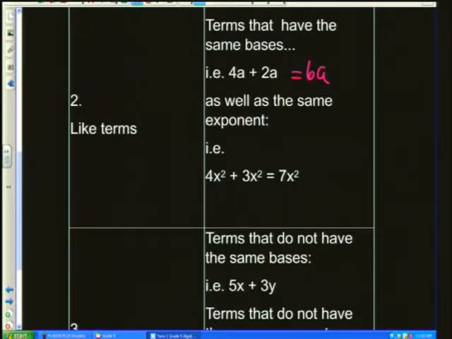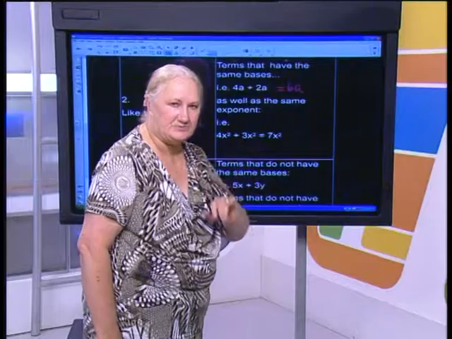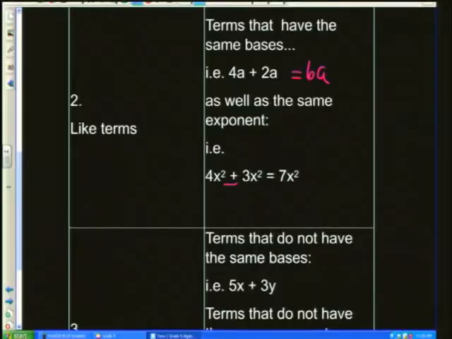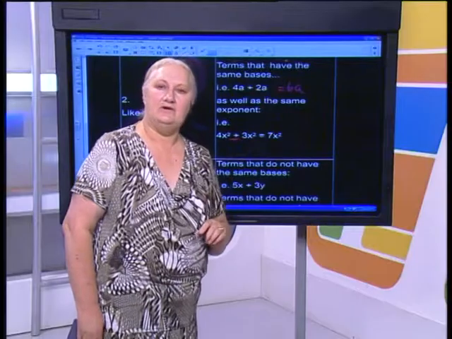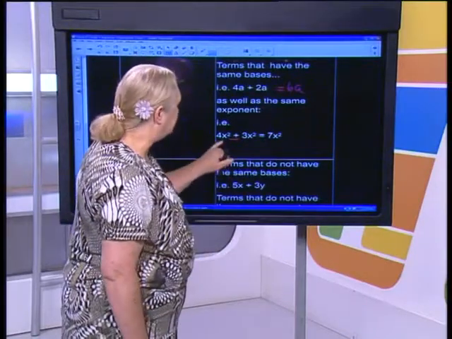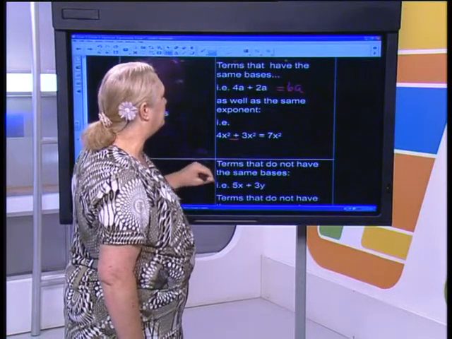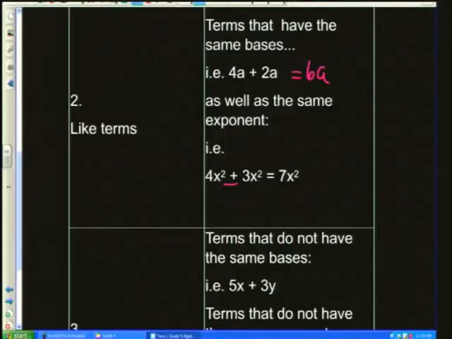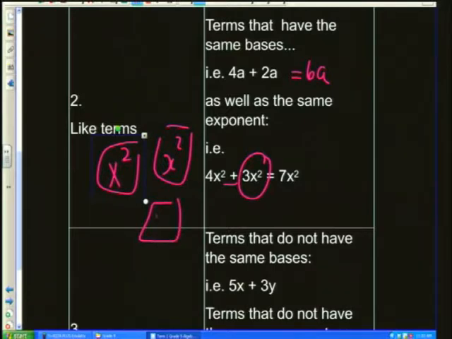But we could also have them with exponents, okay? And that is where the trouble comes. When we add or subtract our algebraic expressions, we can only do that if they have the same base and the same exponent. Okay, so it can be the same base if it doesn't have an exponent, or it must be the same exponent as well. So what we are saying here, for instance, if we have 3x squared, and we have another one of it, and we have another one of it, we have 3 of those x squareds. Okay, that is what we're saying here.